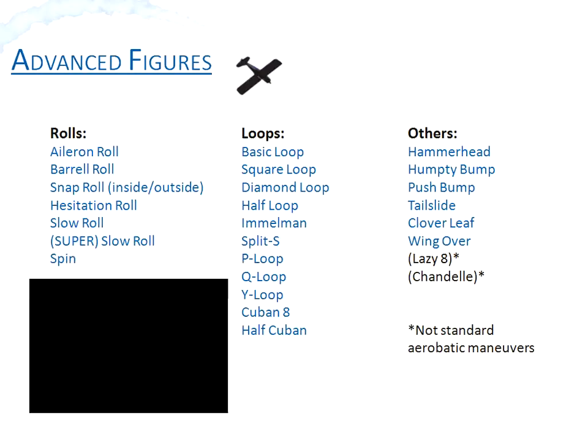Last thing I want to show you here on the advanced figures, you'll notice under the rolls, there's a slow roll, and then there's a super slow roll. Okay, the super slow roll, I don't know who invented it. There's a lot of people who'd probably take credit for inventing it, but basically, the slow roll is just an aileron roll, but it's slow. So they just go very, very slow around. And the super slow roll is super slow.